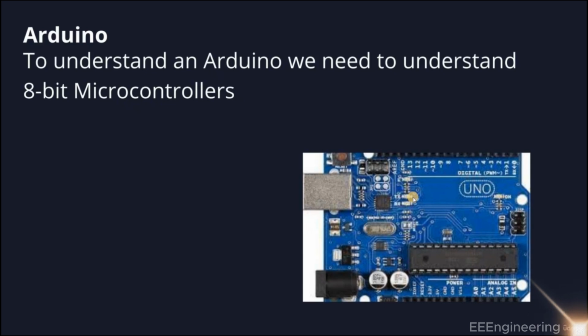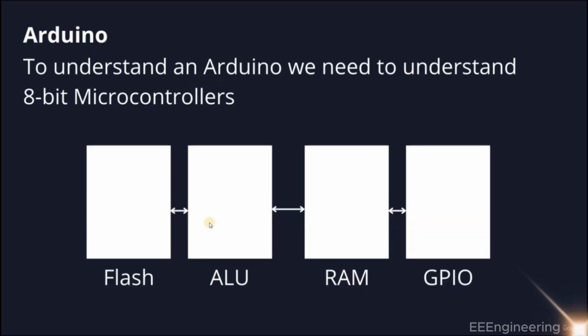In order to understand an Arduino, we need to understand an 8-bit microcontroller, because the Arduino is nothing but an ATmega 32 microcontroller. So a microcontroller contains an ALU, a memory, a GPIO, and a flash. We have talked about RAMs, we have talked about ALUs, but we did not talk about flash and GPIO. Actually, a flash is very similar to the RAM. It's a type of memory, a much faster one. But what we do here is we store our program.